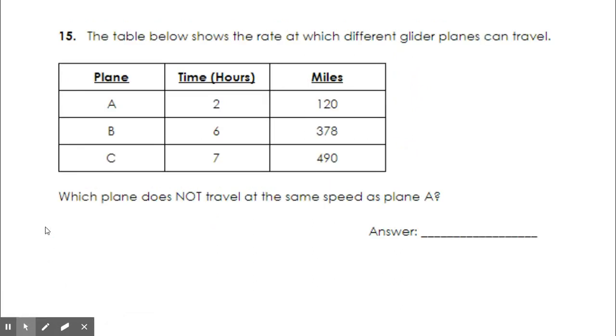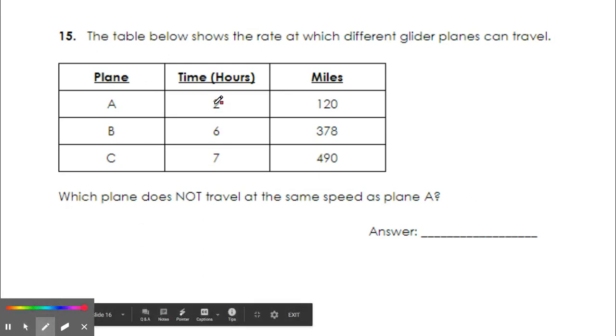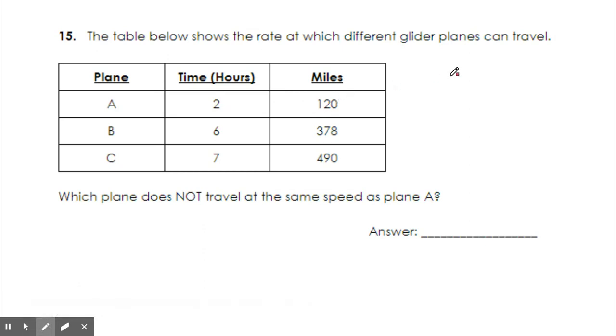15. The table below shows the rate at which different glider planes can travel. Which plane does not travel at the same speed as plane A? So first we need to figure out the speed of plane A. Plane A, if in 2 hours it goes 120 miles, well, if I do 120 divided by 2, that tells me the speed that it's going per hour. So that means in 1 hour, it's traveling 60 miles per hour.